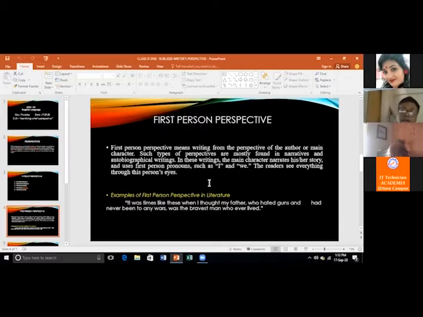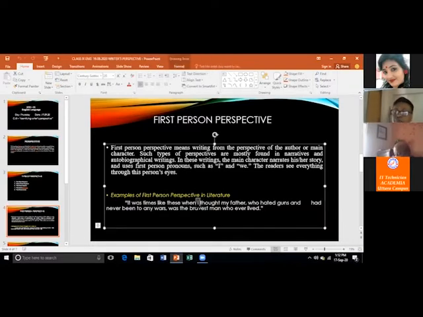Now we can have a look on the example. It was times like this when I thought my father, who hated guns and had never been to any wars, was the bravest man who ever lived. And you see here, this one is first person pronoun I is used. First person pronoun I. So this one you see, the writer, the narrator is using first person pronoun for himself. So this one is the example of first person perspective.